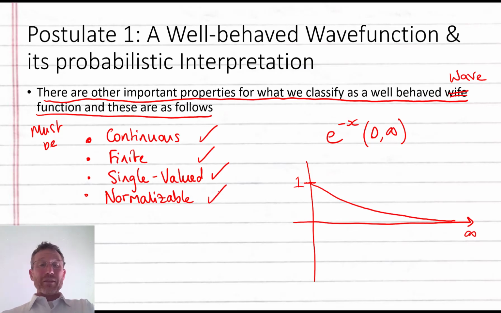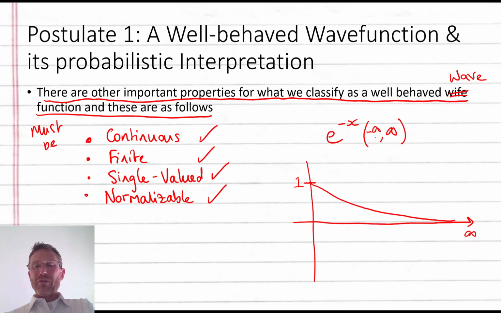So let's now take a look at a second function, where we're actually just going to change the limits. We're going to go e to the minus x, but from minus infinity to plus infinity. And what do we expect there? Why does this particular function stop being an acceptable function?